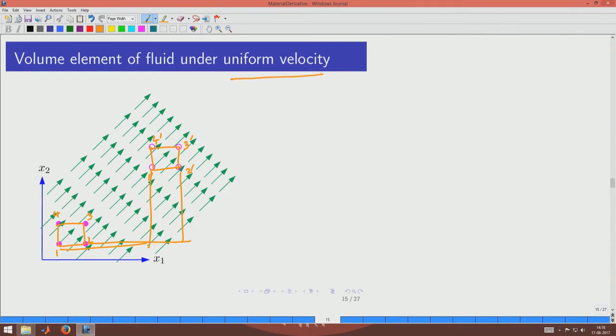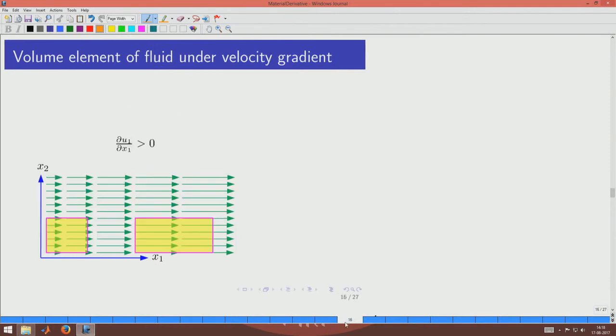Now, this means that uniform velocities, constant velocities do not change the control volume shape, as it is moving, but it does change when there is a gradient. So, that is the reason why we are talking about velocity gradient. The reason is that the shape would change. You can actually see it here.